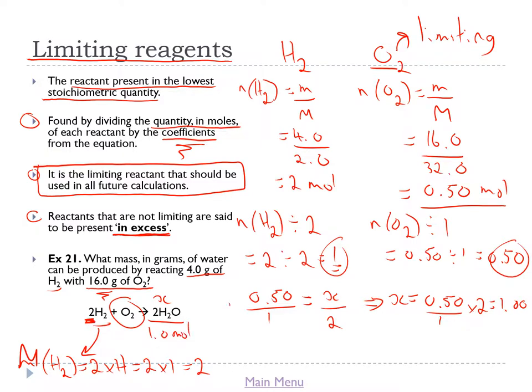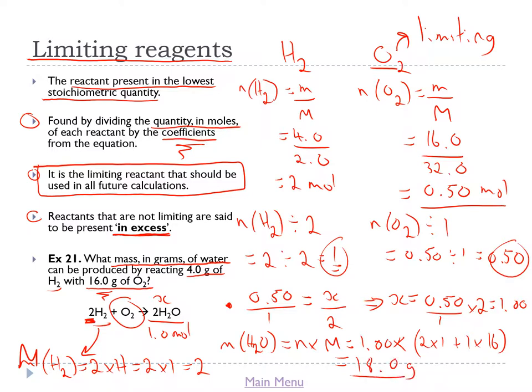So remember, the third step in our reacting quantities calculations is, once we've converted to moles and done our mole ratio problem, to convert from moles, because we're trying to find the mass in grams of water. So we're going to say mass of H2O equals the number of moles times the molar mass, equals 1.0 times the molar mass of water, which is 2 times 1 for hydrogen plus 1 times 16 for oxygen, and that comes to 18.0 grams. And that is how we use the concept of the limiting reactant to work out the amount of a compound that can be formed in a chemical reaction. And just to remind, the key idea is that the limiting reactant is the one that is going to run out first.